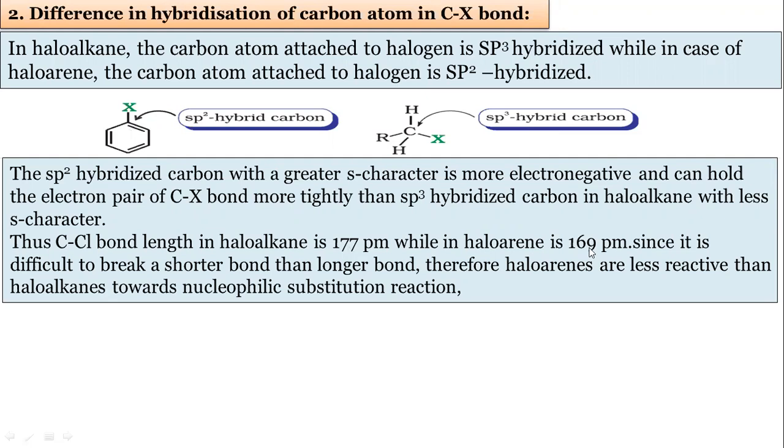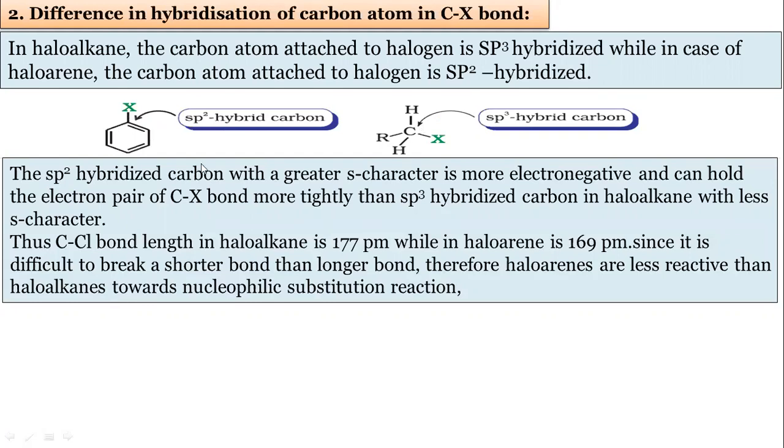haloarenes, it is 169. It means if the bond length is more, the bond is weaker and can be easily broken. If the bond length is very short, the bond becomes very strong and it is very difficult to break. Don't remember the reasons, because it is not asked for board exam, but you should know why this bond becomes very strong.